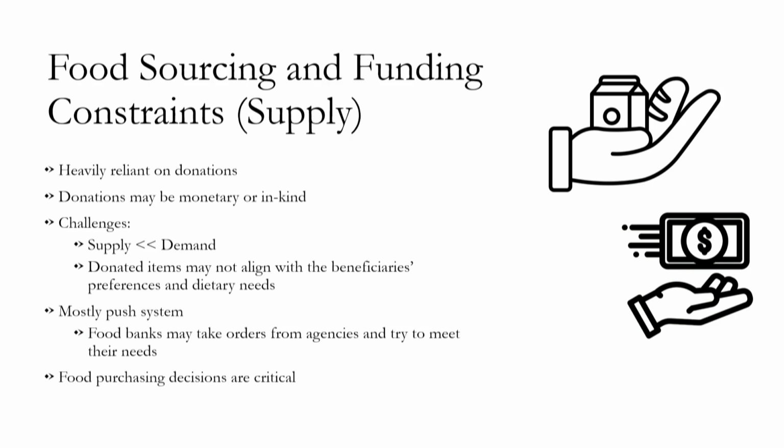So one thing that they do is they use their monetary donations for purchasing additional food. And they do that in order to compensate for the food items that they don't typically receive from donors. So those decisions, the food purchasing decisions, become very critical.